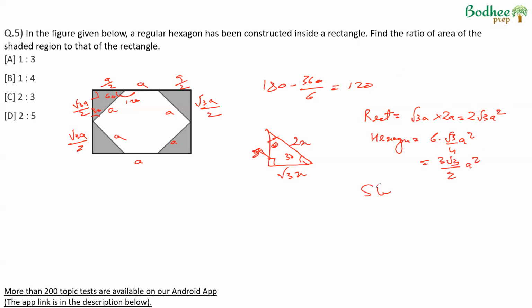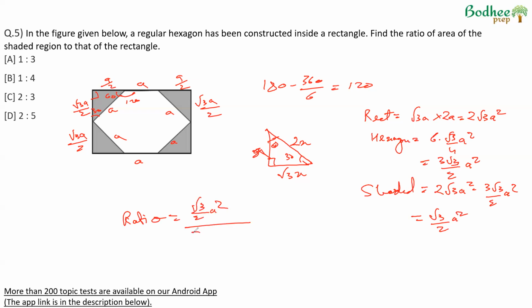And therefore, the shaded region will have the area of the rectangle, 2 root 3 a square, minus 3 root 3 by 2 a square. This will be root 3 by 2 a square. We have to find the ratio of the area of the shaded region to the rectangle. So the required ratio would be root 3 by 2 a square upon 2 root 3 a square.